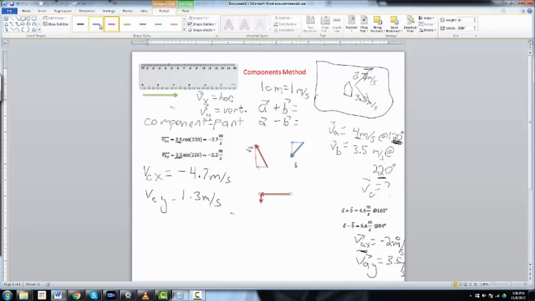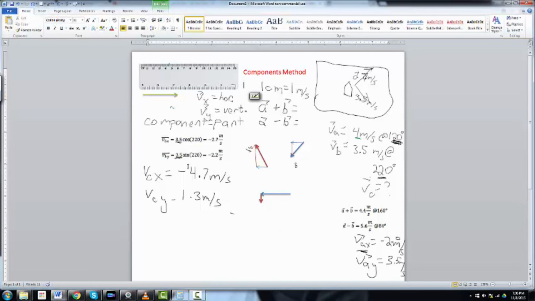So let's make that blue. Okay, so my x is negative 4.7. I measured it out to be 4.7 centimeters, 1.3 meters per second. It's going south. Or is that north? Oh, I'm sorry, that's north. So this guy was right. Just put them right side up. It's still heading in the north direction.